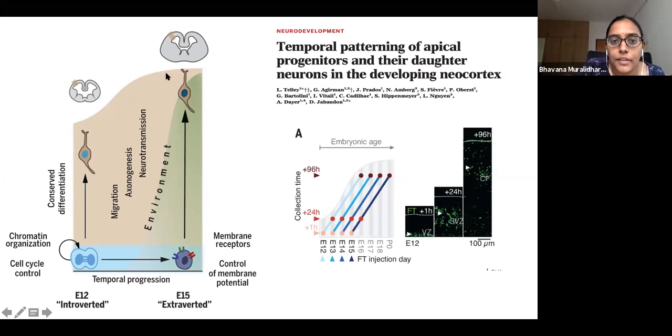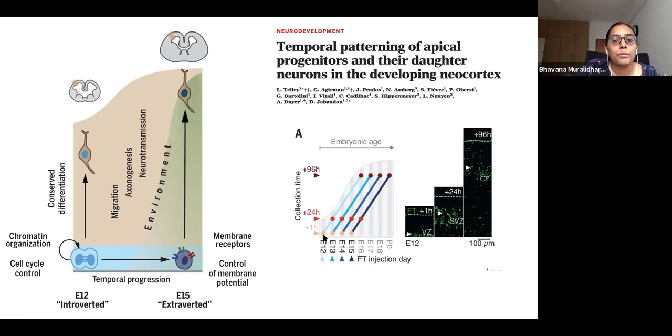So what they did, and I'll tell you very briefly, not going over the entire paper, otherwise it'll become a journal club. Very briefly, they had a molecule called FT, and that molecule would only be taken up by the apical progenitors, at a time when they actually come to the ventricle. These apical progenitors divide at the position at the ventricular zone, right? And they undergo a vertical, either asymmetric or symmetric division.